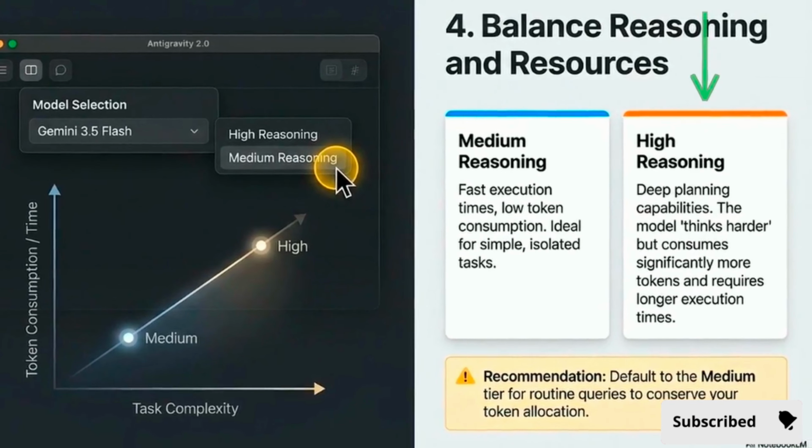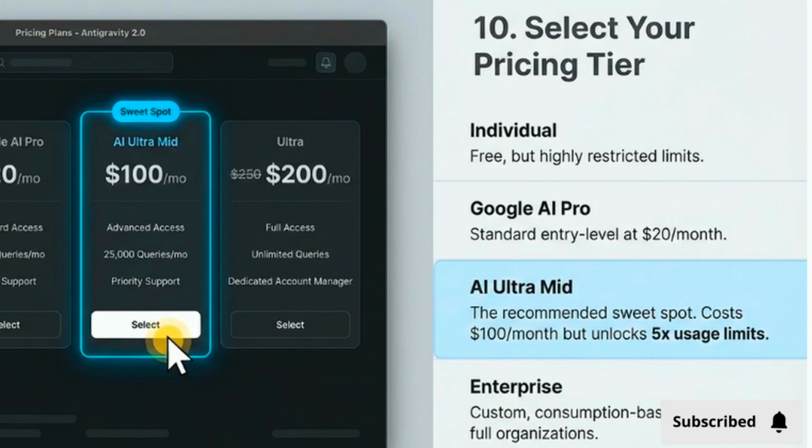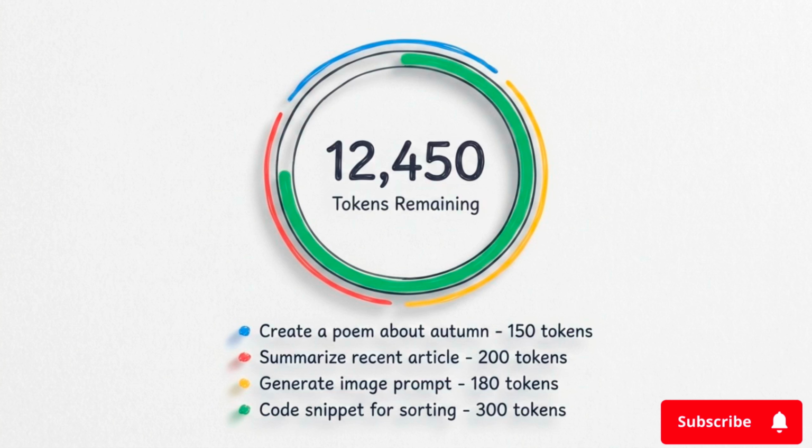Restrict high reasoning to deep architectural planning, which costs more. For routine queries, default to medium reasoning. If you find yourself consistently exceeding the basic limits, the AI Ultra Mid tier is the optimal upgrade, unlocking 5 times the usage limits. Managing this token economy on a daily basis is just as critical as writing good prompts if you want to maintain a sustainable workflow.